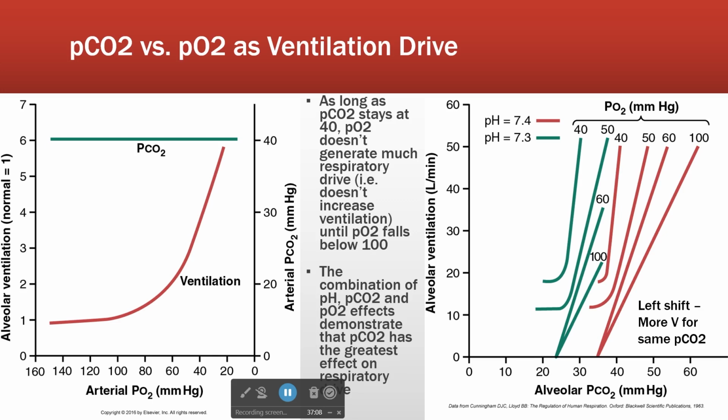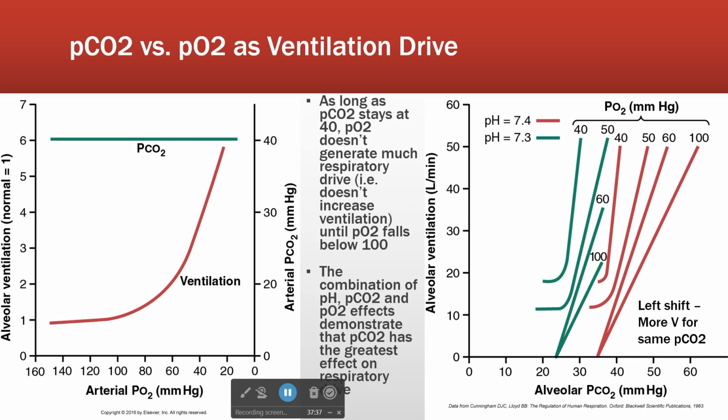Until PO2 falls below 100. We'll keep these numbers the same, okay? So in other words, if our PCO2 is normal, what I'm trying to get across here is PCO2 is the thing we breathe for, okay? So if we keep PCO2 normal, the oxygen concentration doesn't matter until it gets really low, too low for life, and then we'll breathe to get more oxygen, all right?